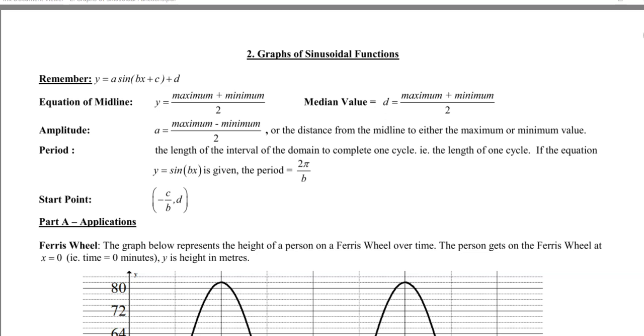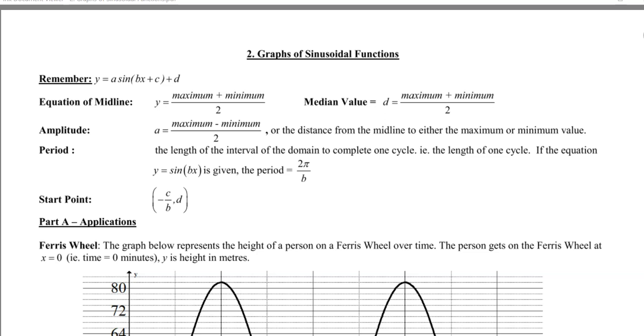The amplitude is the distance from the midline to the maximum, or from the midline to the minimum. It's maximum minus minimum divided by 2, because max minus min is how far apart they are, even if one is positive and one is negative. Let's say you're going 10 minus negative 2. We know those should be 12 apart, because you've got 10 and then 2 below. 10 minus negative 2 becomes 10 plus 2. That gives you the distance between the max and the min, and the amplitude is half of that distance, so we divide by 2.